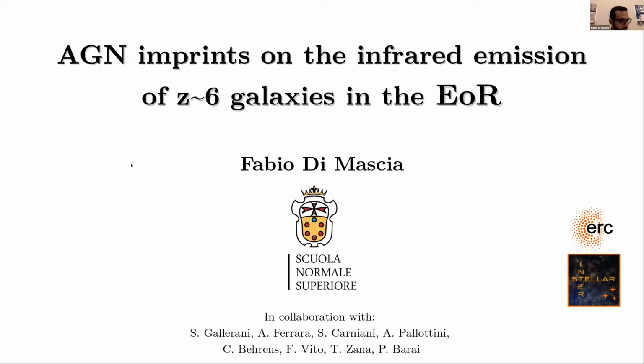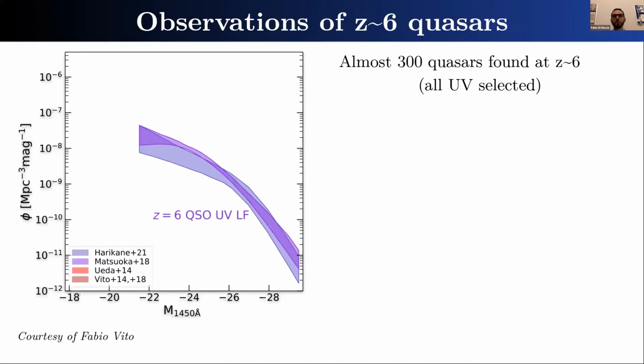Thank you very much. So hi everybody, I'm Fabio Di Mascia. I'm finishing my PhD at Scuola Normale Superiore in Pisa. And in this talk, I would like to share with you my results regarding AGN imprints on the infrared emission of redshift 6 galaxies during the EoR. So first of all, why can we be interested in the infrared emission of AGN hosts?